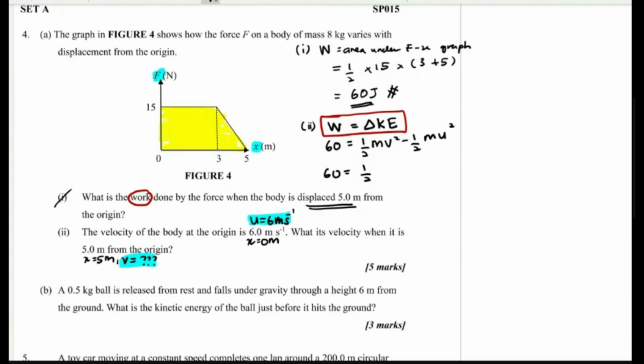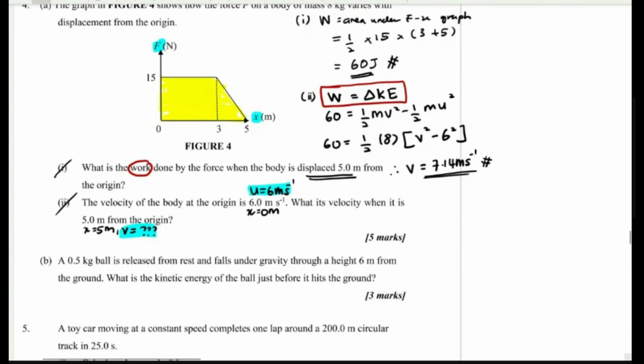Ataupun nak tulis half mv squared minus half mu squared. So mass tu kalau nak factorizekan tak 8. V tu kita nak cari, U tu kita dah tahu 6. So bolehlah cari V. Finally 60. Dia minta V. Berapa? 8 V square tolak 6 square. So 7.14. Okay, betul. 7.14. Unit kena betul lah. Okay, finish 4A.